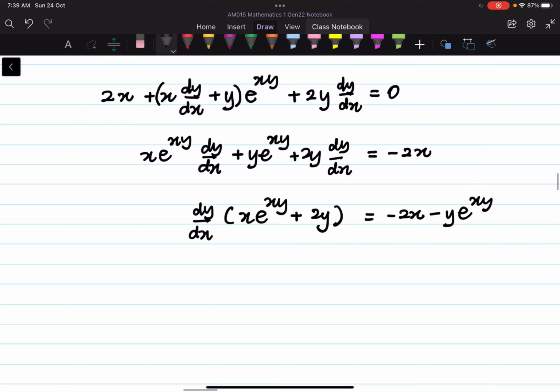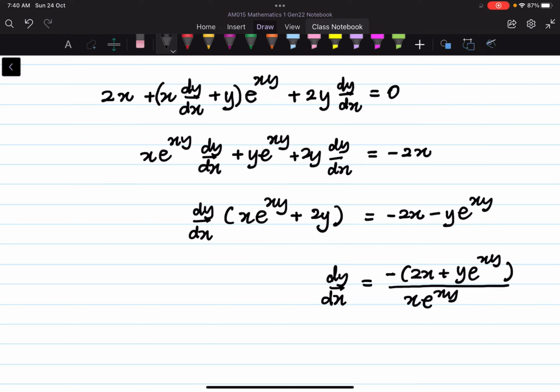So we can cross multiply to get dy/dx equals 2. So I'm going to factorize this negative 2x plus y e to the power xy, and once I cross multiply, I'm going to get x e to the power xy plus 2y. That's it.